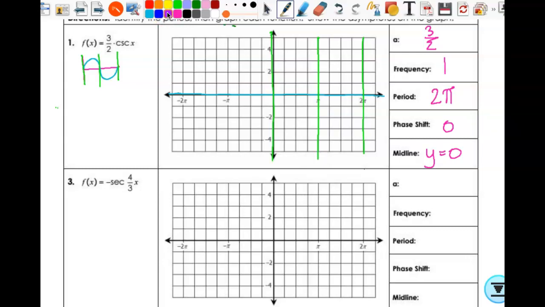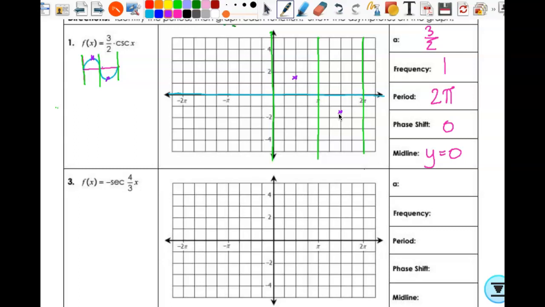So for sine, halfway between these first two zeros, I would go up whatever the amplitude is. So I don't have an amplitude here, but it's still my A value. There is no reflection, so from the midline, I'm going to go up 1.5. So halfway between these two, I go up 1.5. And then halfway between these two, I go down 1.5. That make sense? See how to follow this?